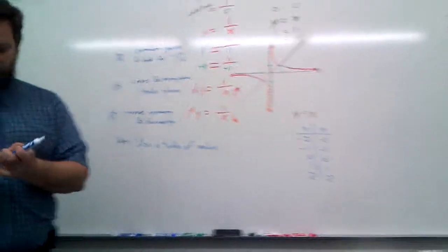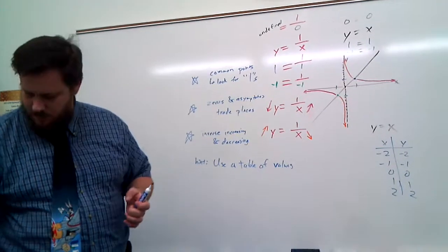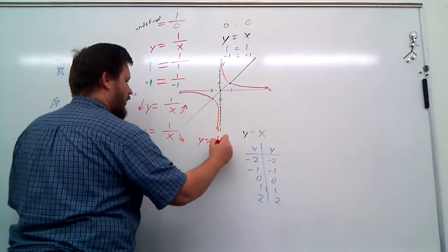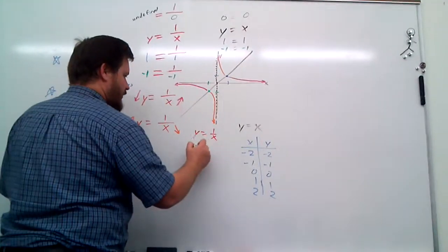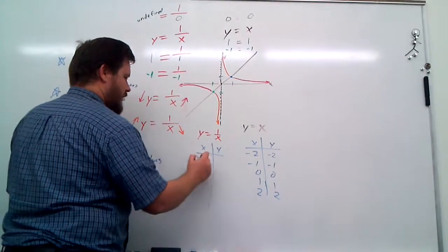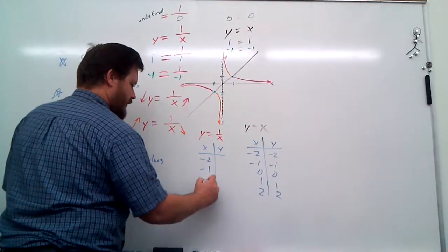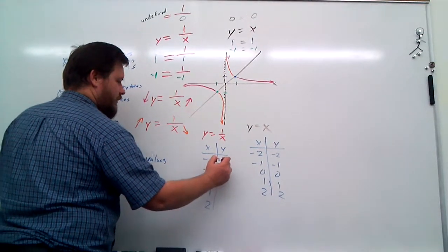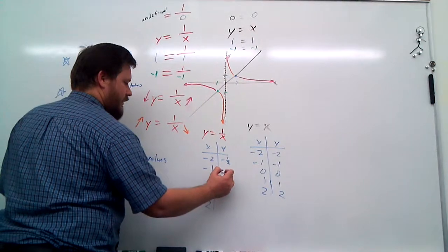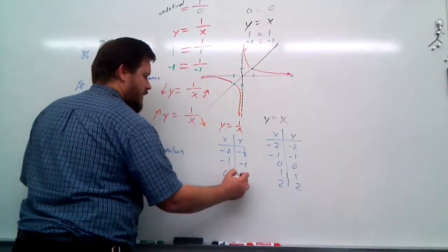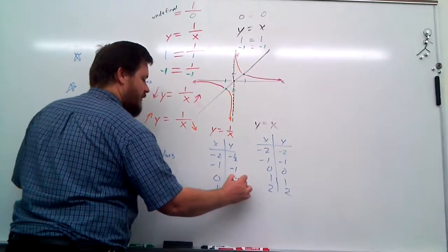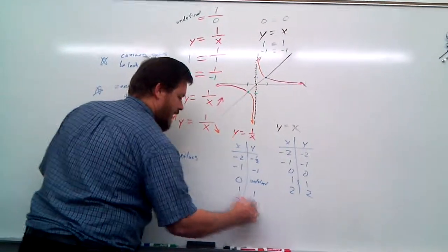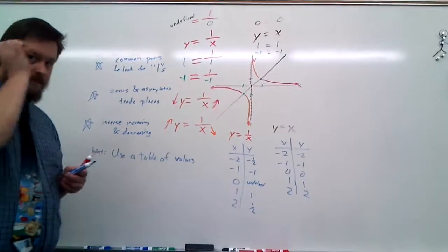Okay, so now the other function, the reciprocal function, in red, y equals 1 over x. Table of values for this one. Let's do the same thing: -2, -1, 0, 1, 2. What's y when x is -2? Negative 1/2. When x is -1, y is -1. When x is 0, undefined. When x is 1, y is 1. When x is 2, y is 1/2.